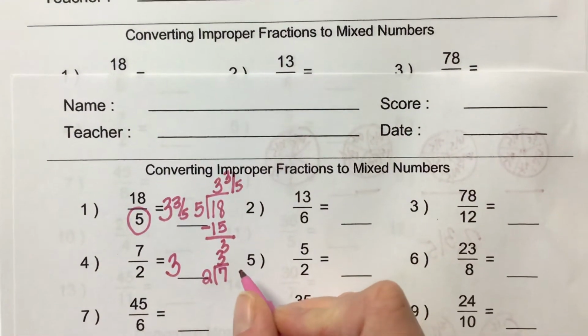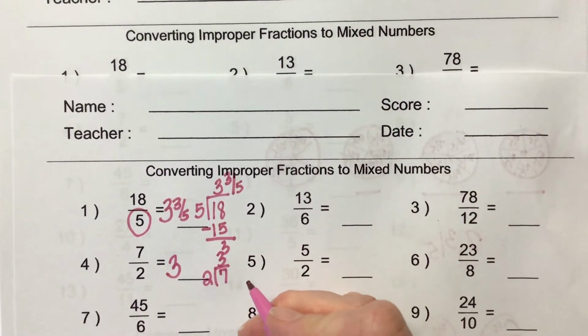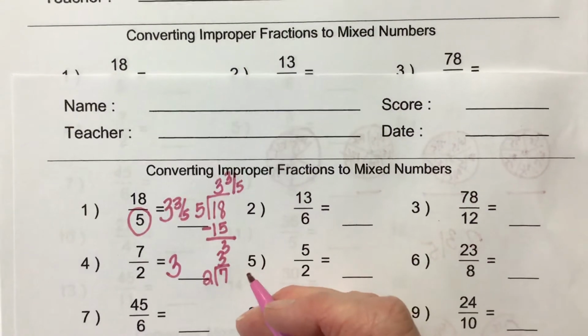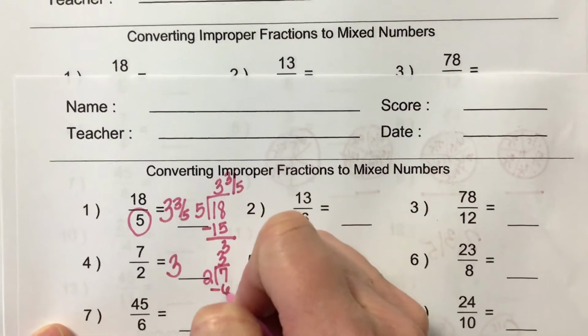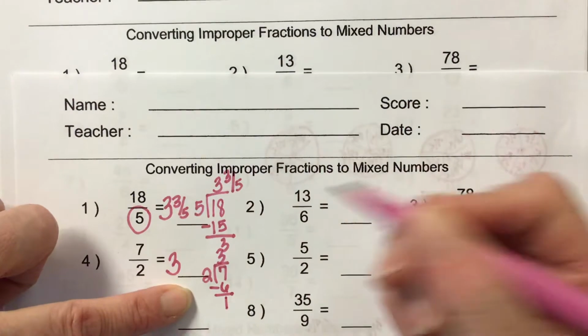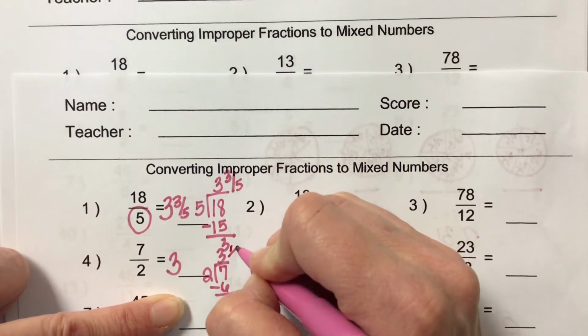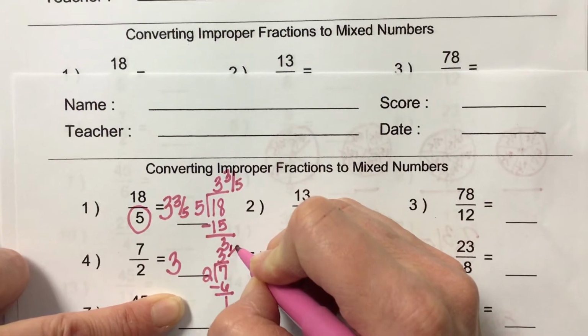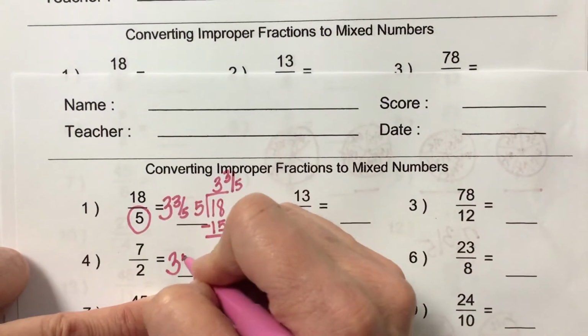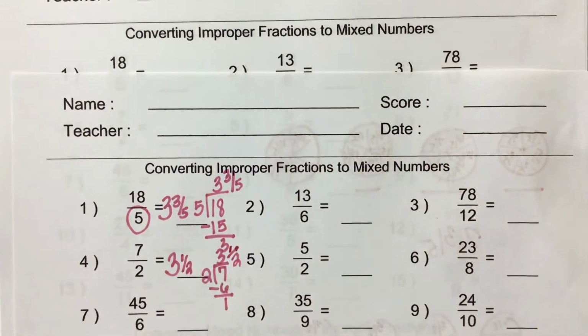It can go in there 3 whole times. What is 3 times 2? Everybody. Subtract 6. You have 1 left. Bring that up to the top. And what do I put underneath it? 2. My denominator stays the same. That's 3 1/2.